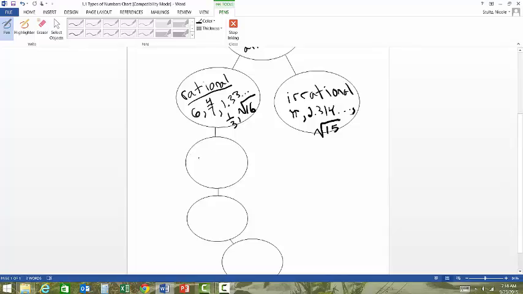In the rational family, we have a couple more specific numbers. The first kind are what we call integers. Now, even though you won't be tested on the definition of integers, you'll hear the teachers use that word a lot. I'll say, no, you should get an integer for your answer. That means you should get a whole number. So integers are just whole numbers. They can be negative, they can be 0, they can be positive.